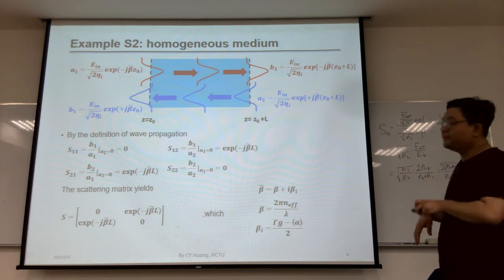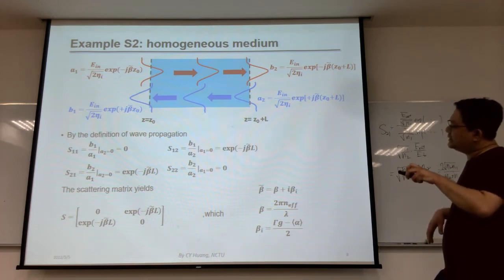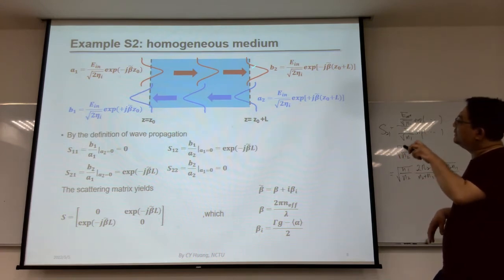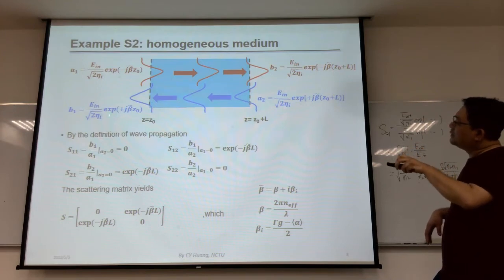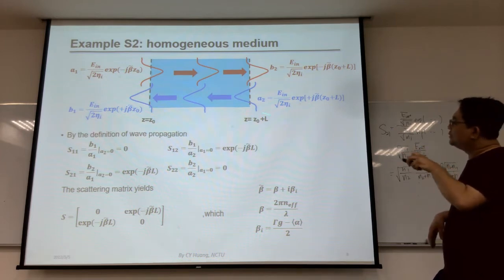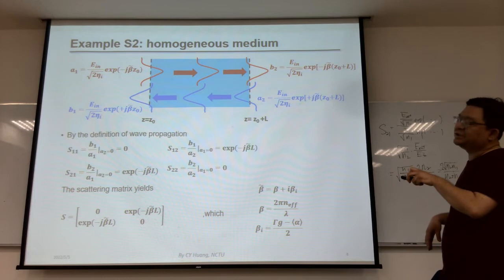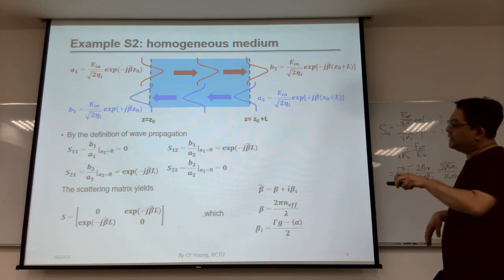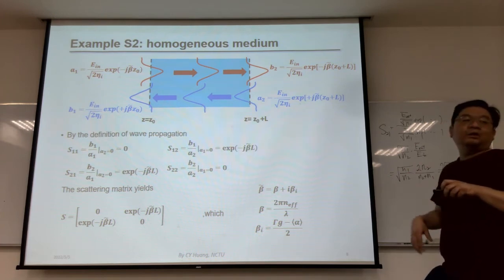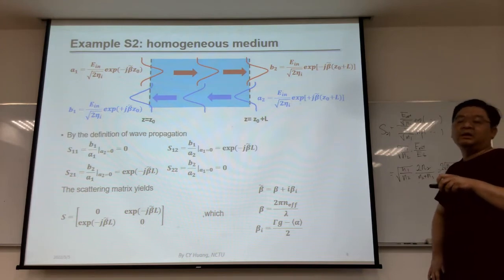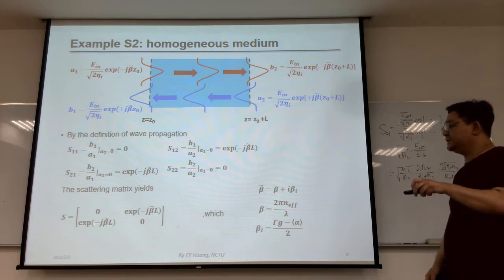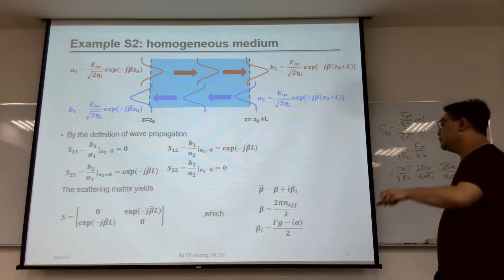Similarly for S22. Okay, and S21 is the ratio where there is no input from the left hand side. What's the ratio between B2 and A1? So it is just a simple propagation. You divide these two equations, and you will get the exponential minus j beta L. And similarly for S12. So the scattering matrix of the homogeneous medium is just an off-diagonal matrix with 0 on the diagonal.